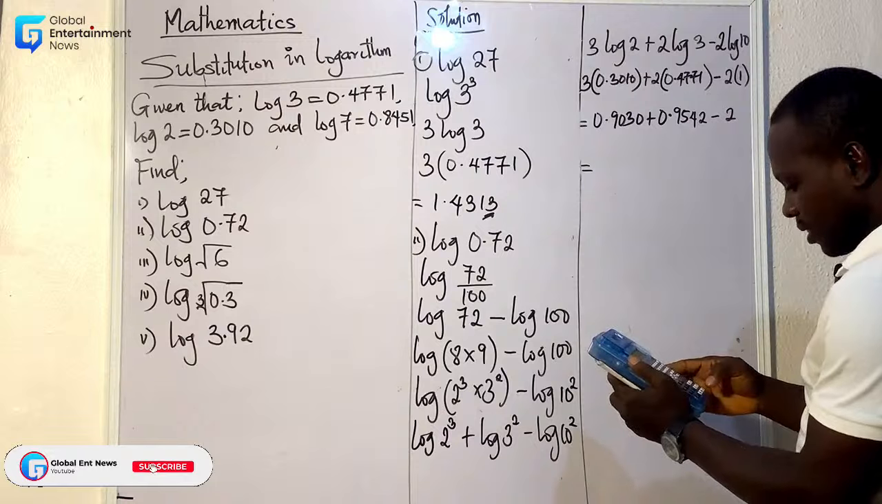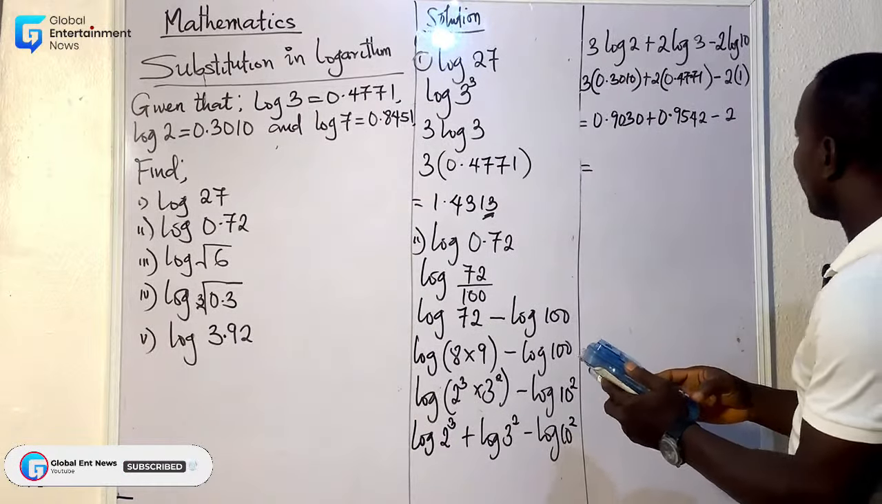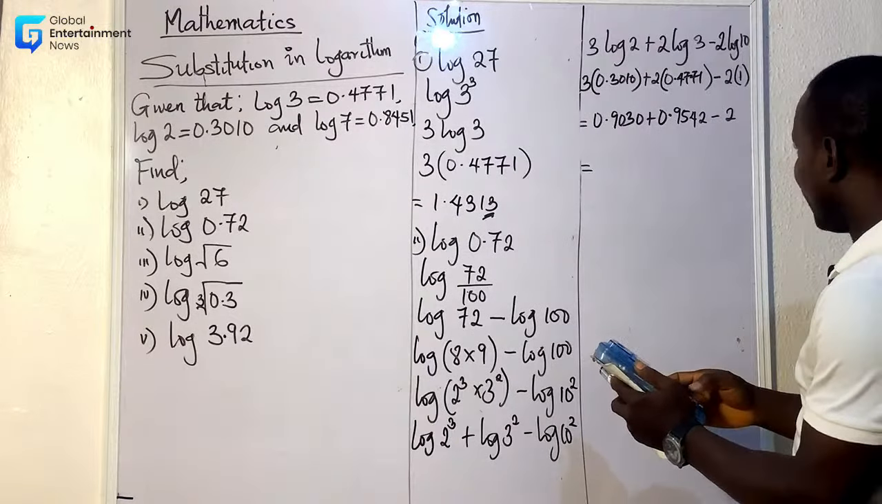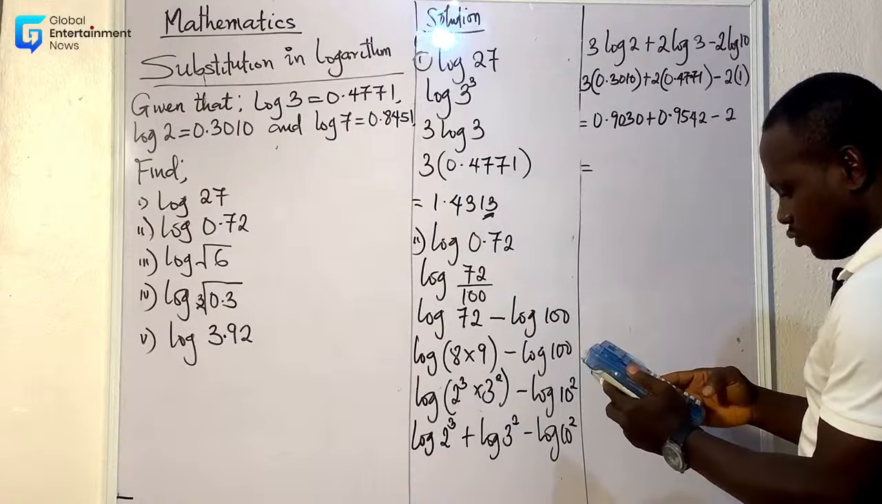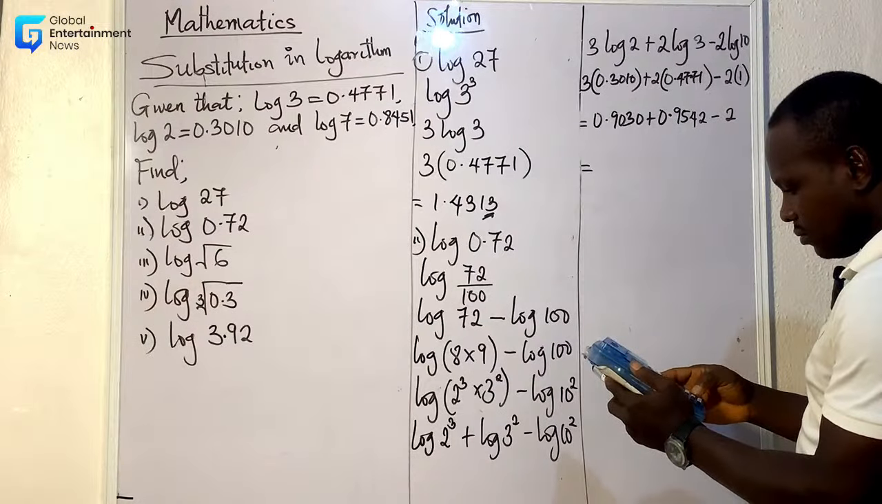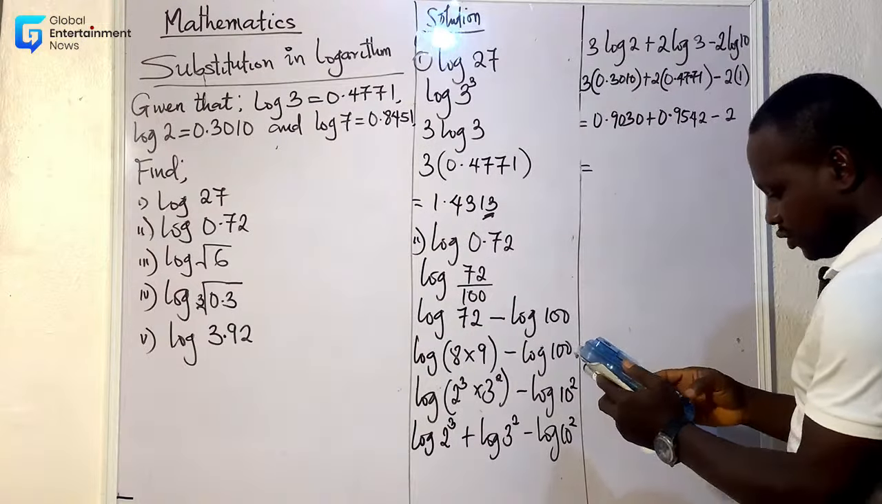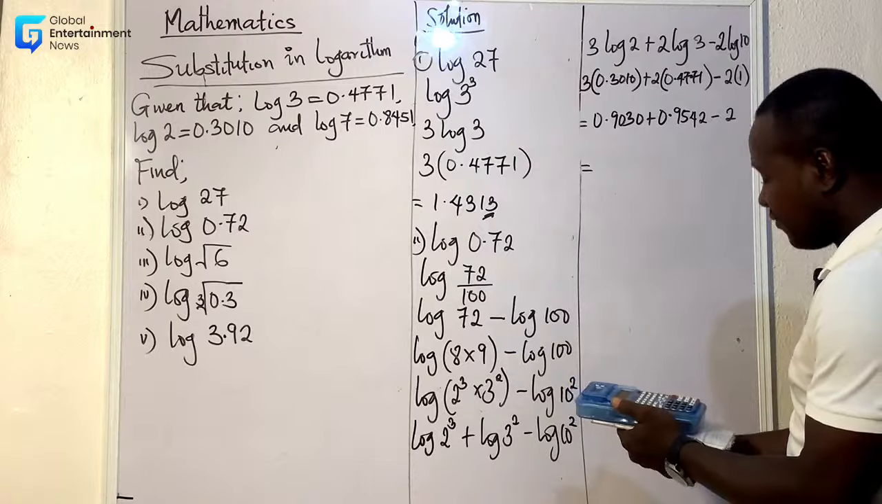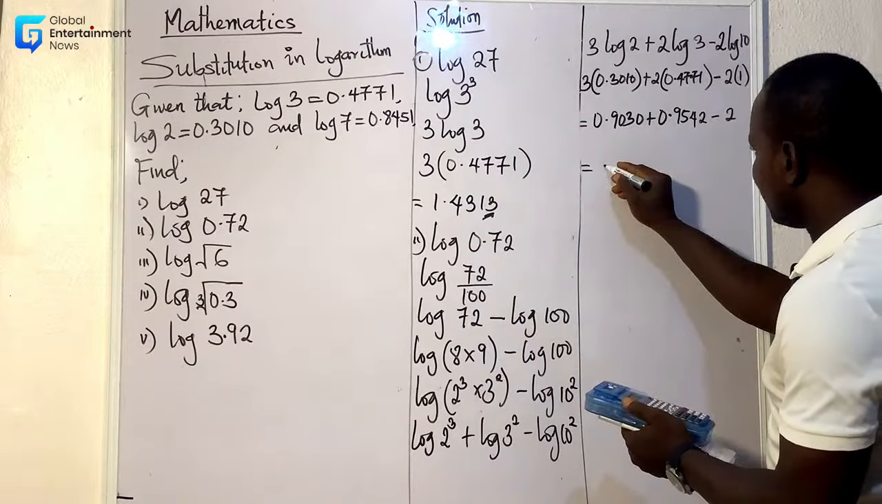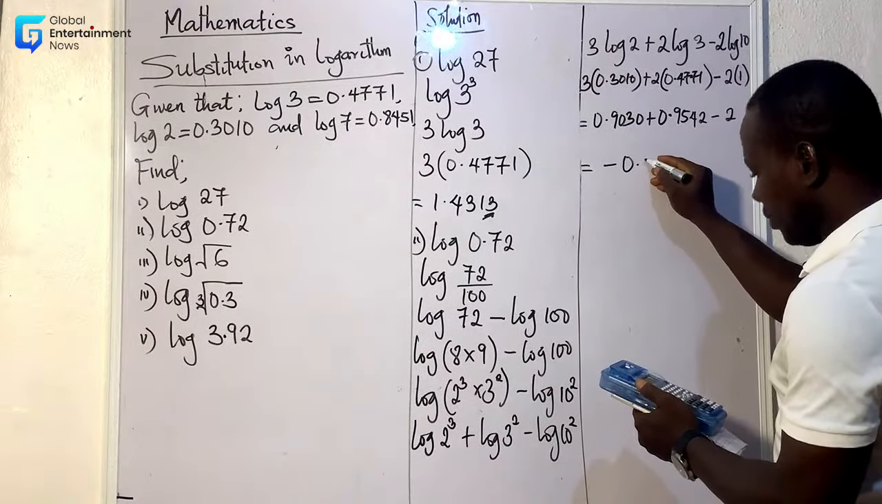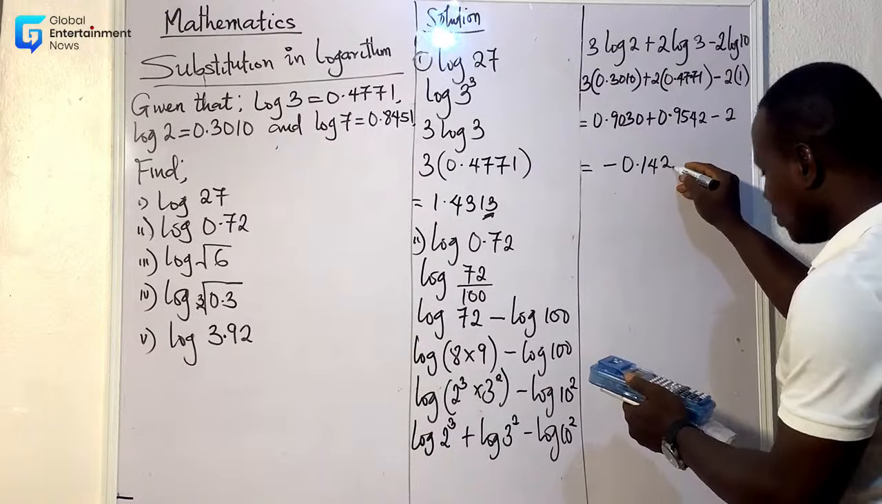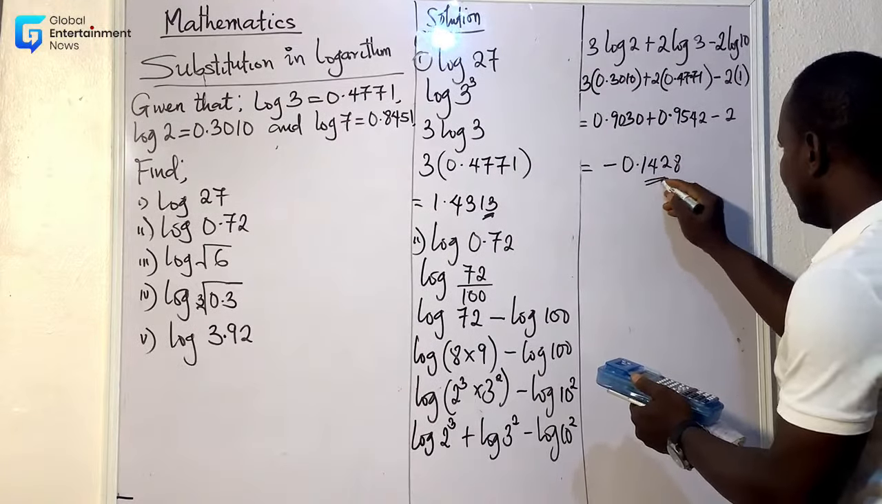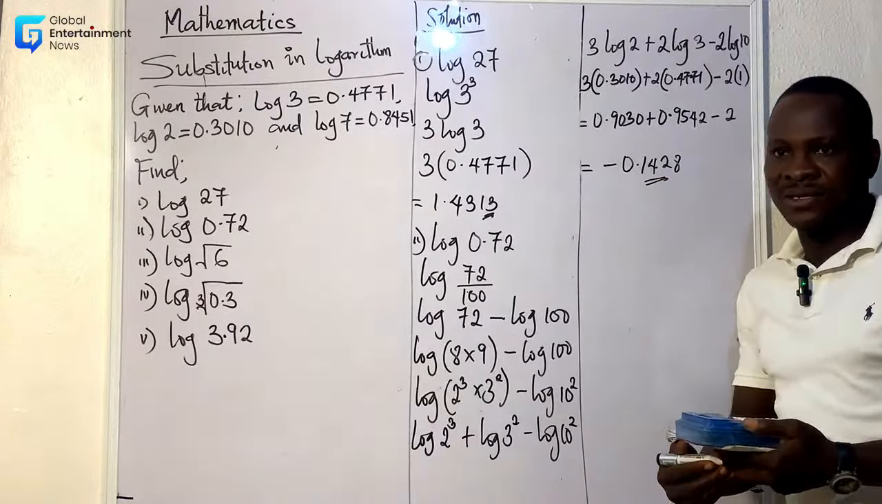0.9030 plus 0.9542 minus 2. And the final answer here is minus 0.1428. And this is our final answer.